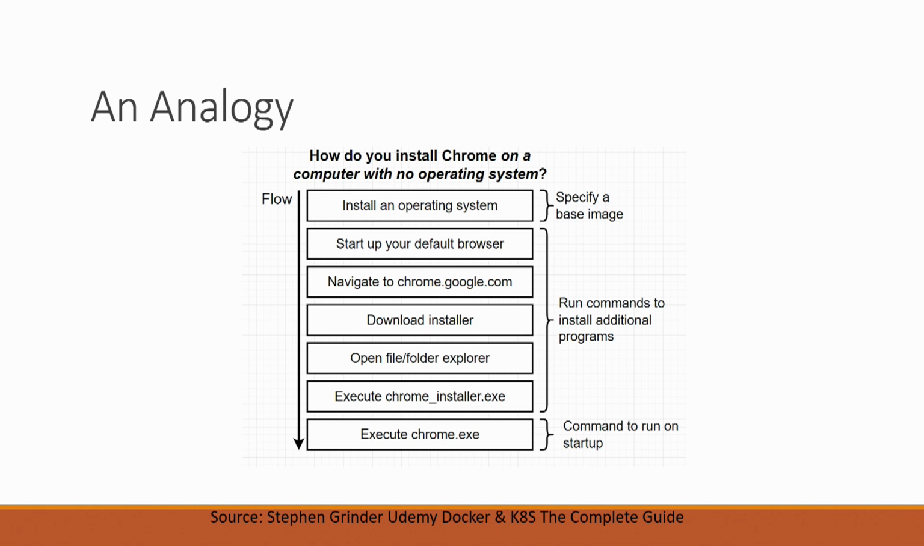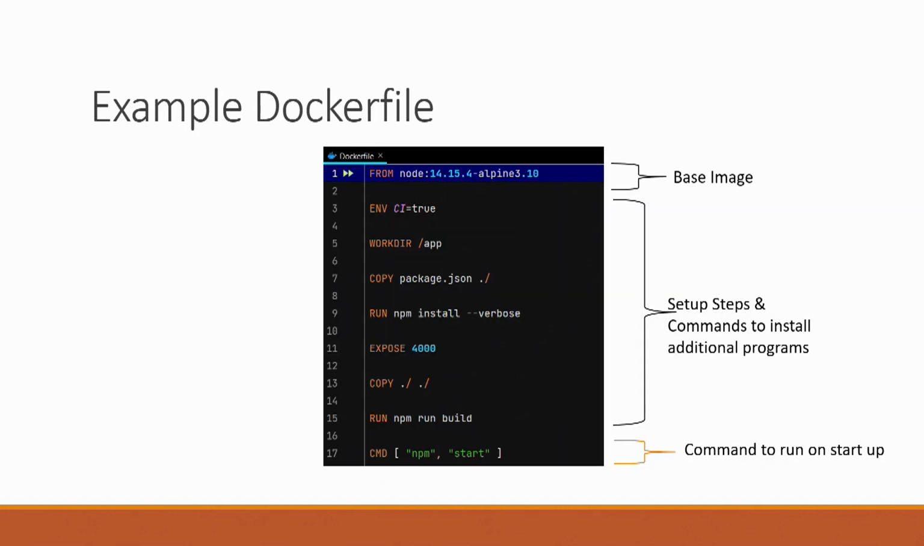So I want us to notice these three things in this analogy. You specify a base image, you run commands to install additional programs, and you specify a startup command. So these are the three things we use in building a Docker image. So let's see an example Dockerfile here. This is a Dockerfile we use in starting a Node.js server.